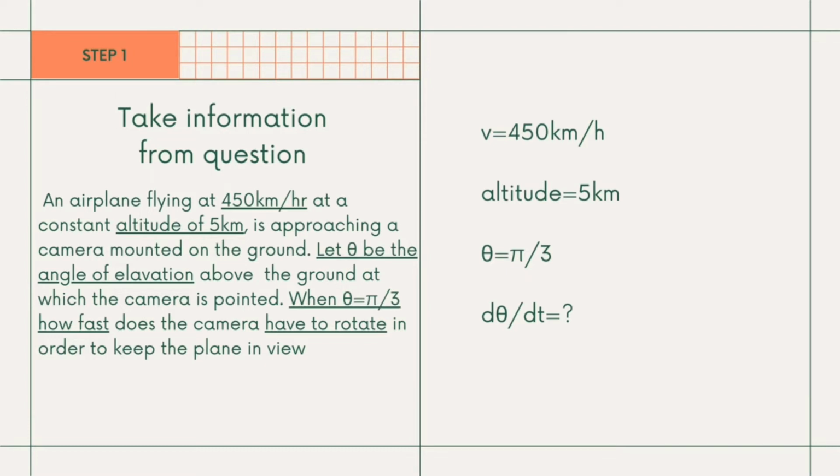Let theta be the angle of elevation above the ground at which the camera is pointed. When theta equals pi over 3, how fast does the camera have to rotate in order to keep the plane in view? Notice that it says here, how fast does the camera have to rotate? So basically, the question is actually asking us, what is d theta over dt when theta equals pi over 3?